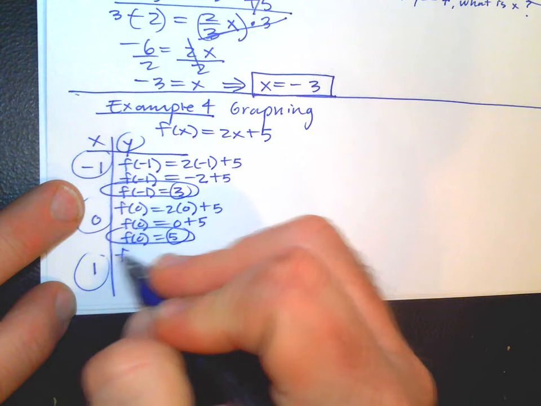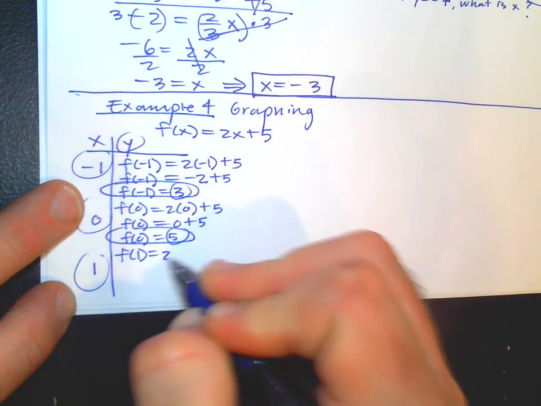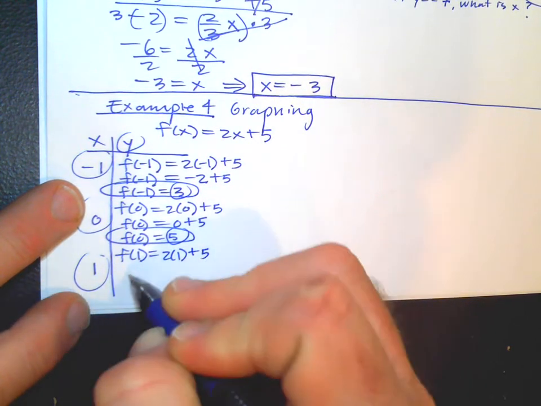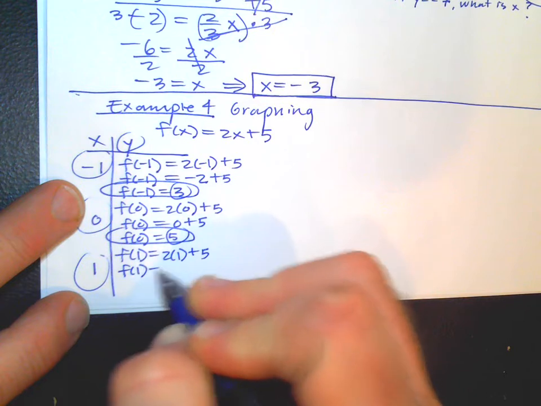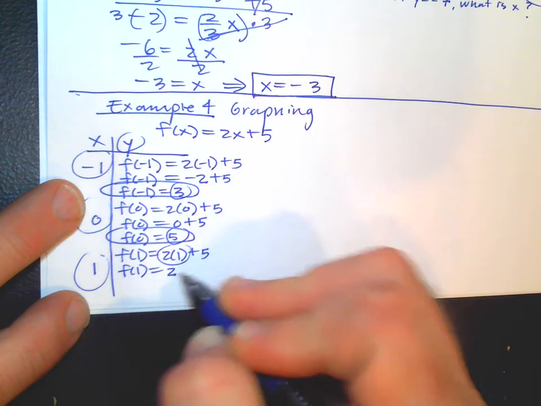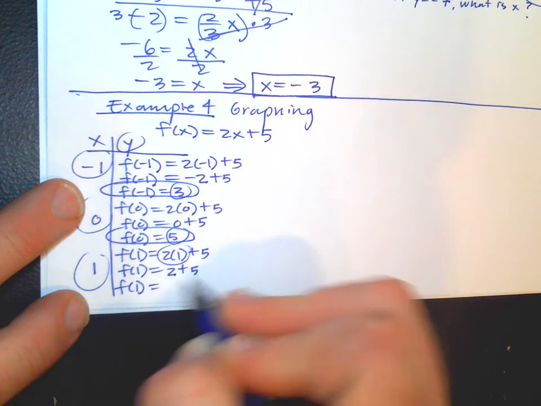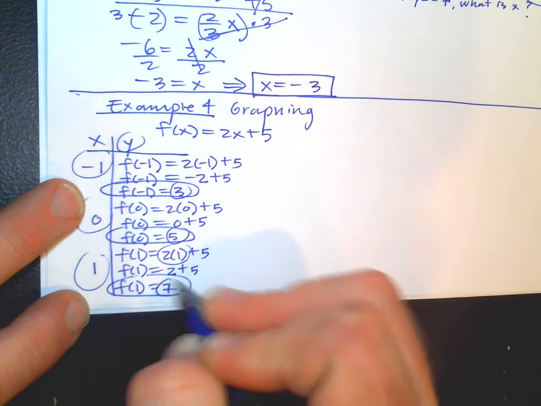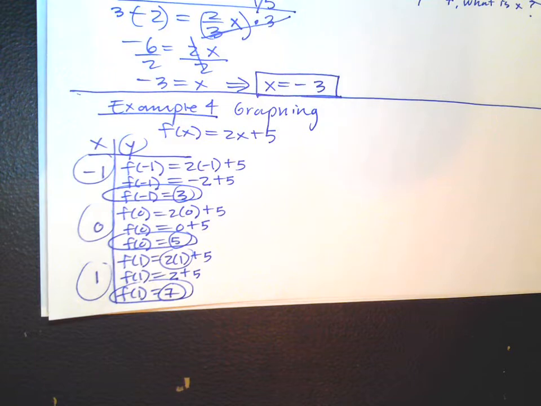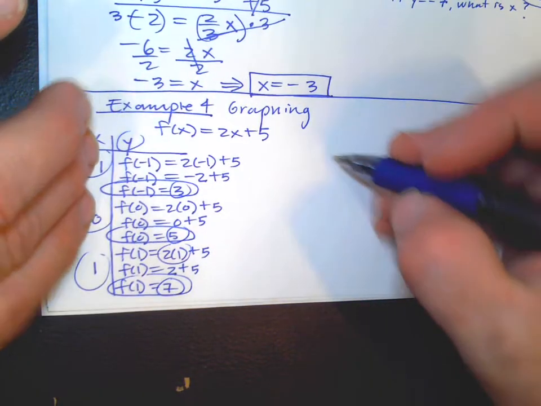Okay, f of 1, last one. 2 times 1 plus 5. Multiplication and division first. 2 times 1 is 2. Addition and subtraction last. 2 plus 5 is 7. So that's the y value. So I need to see the work, go to the table, and now we're going to make a graph.